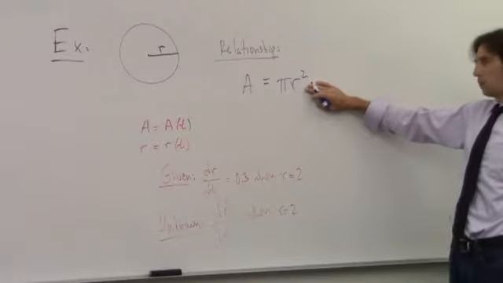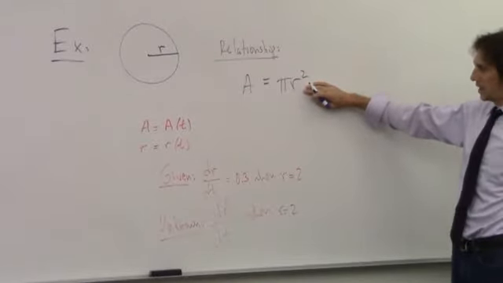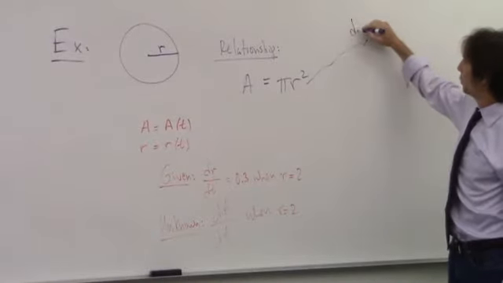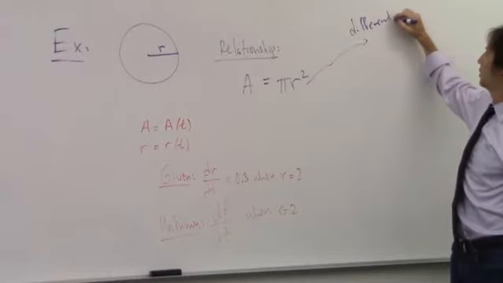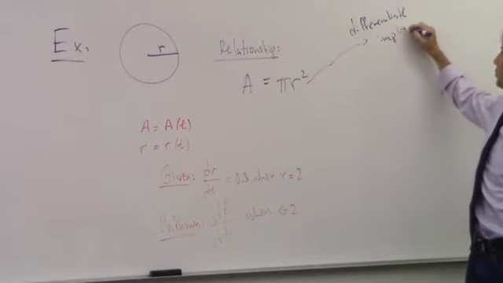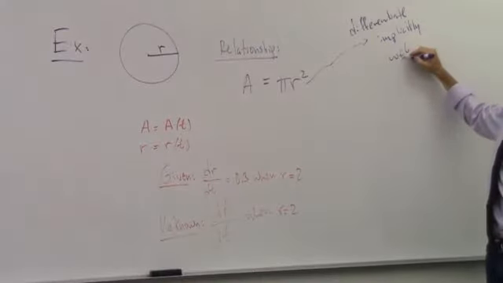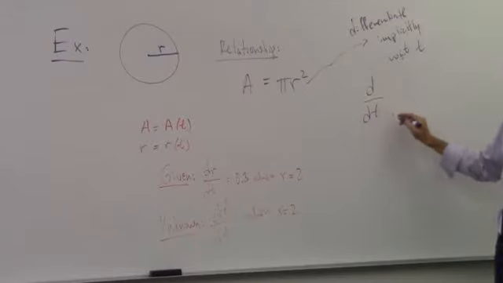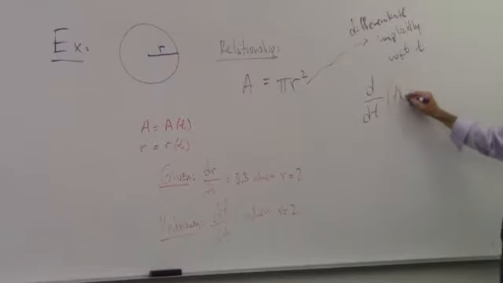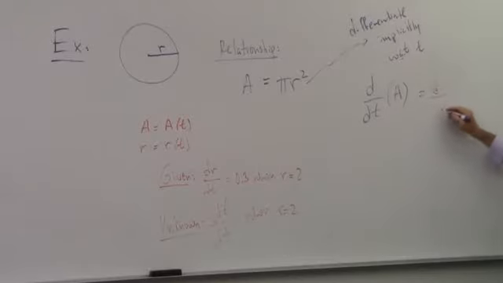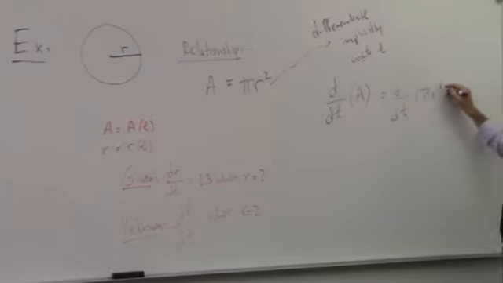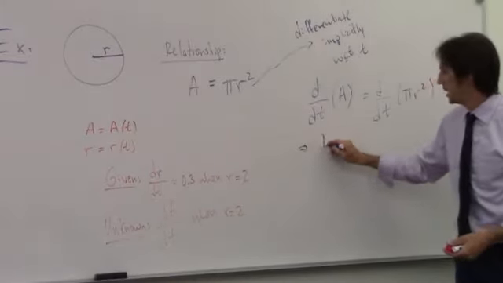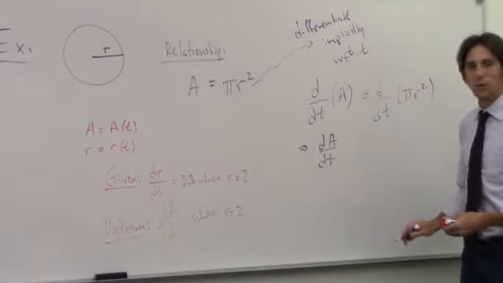The relationship A equals pi r squared relates quantities that depend on time. We want a relationship between the derivatives. To get that, we differentiate implicitly with respect to time, just like in the previous problem. Differentiating on the left, we have d/dt of A, and on the right-hand side, we have d/dt of pi r squared. The derivative of A with respect to t is just dA/dt, the unknown quantity.